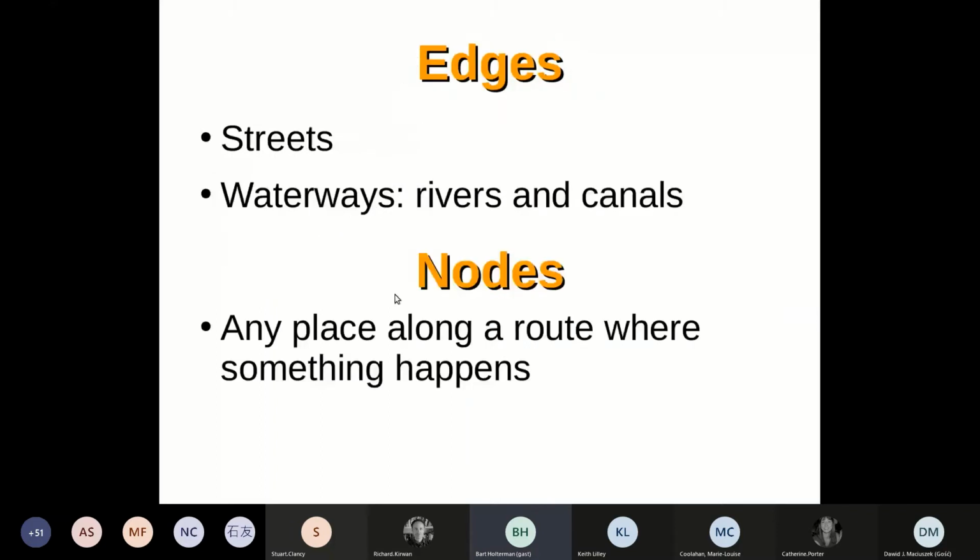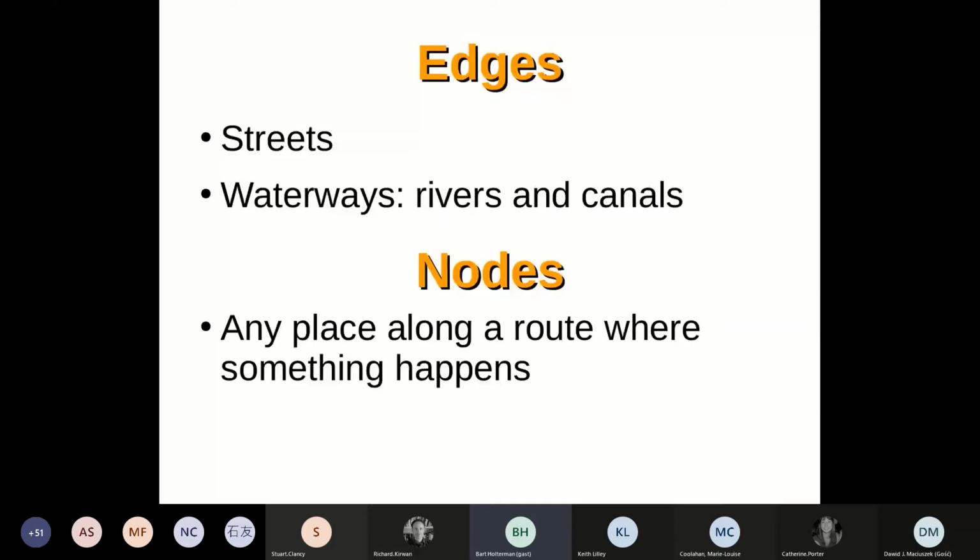So basically, the model falls apart into two categories. On one hand, you have the edges, so the lines. These represent the streets and waterways that you can use to get from A to B. And on the other hand, you have the nodes, the points on the map, which are the places like A and B. So the places visited by or connected by the edges.